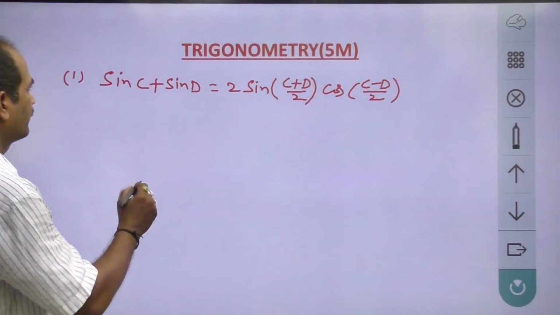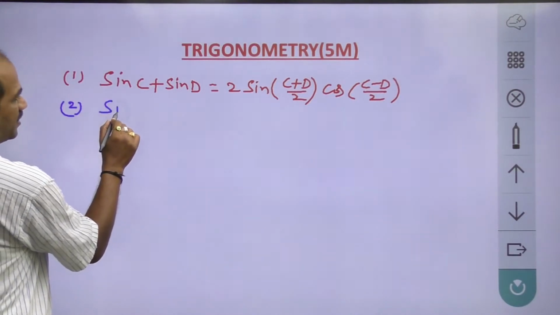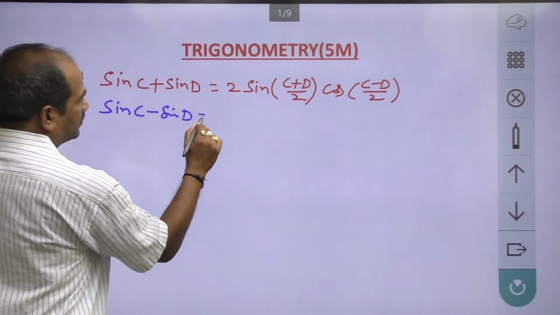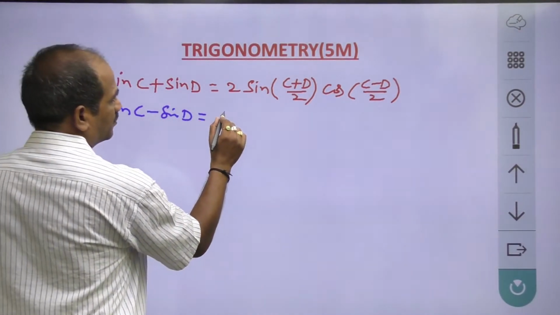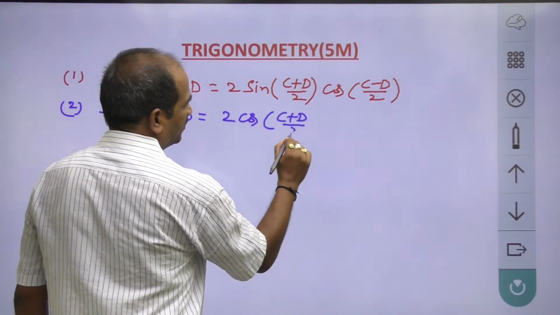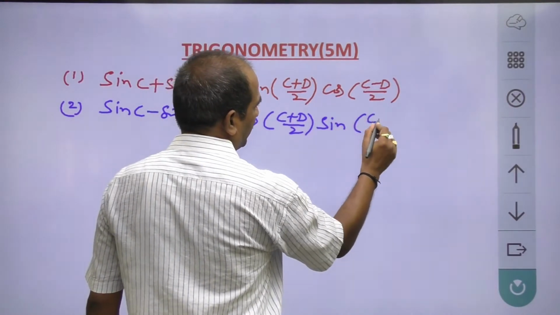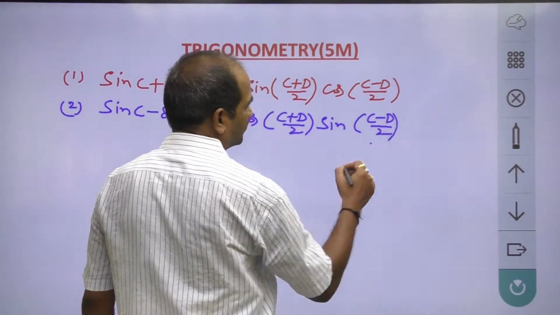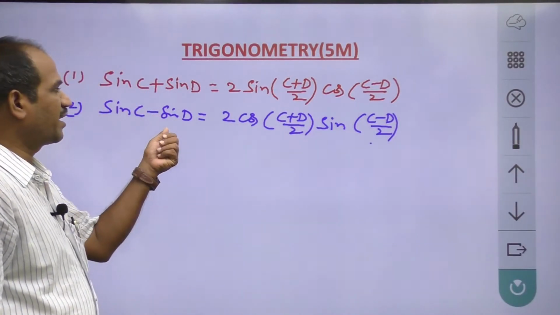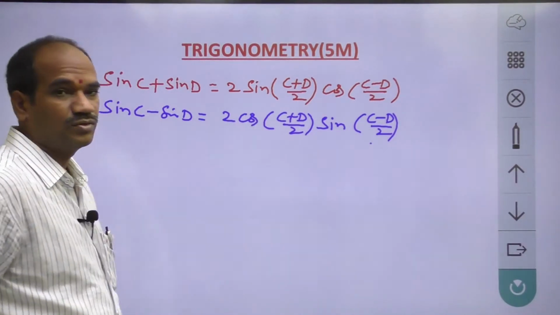Next, the second one: sin C minus sin D is equal to 2 into cos of (C plus D) by 2 into sin of (C minus D) by 2. So in the second one, sin C minus sin D equals 2 cos (C plus D by 2) into sin of (C minus D by 2).